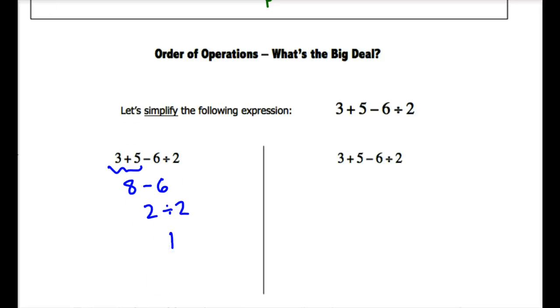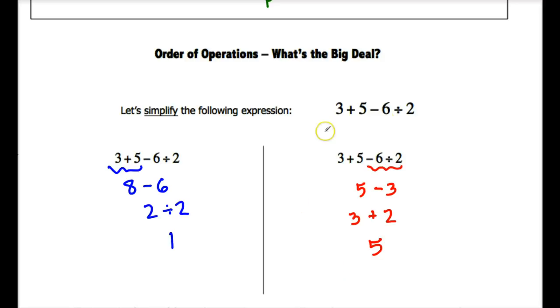And now Sally Sue over here decides that she doesn't want to go from left to right. She still wants to follow her signs, but she wants to go ahead and do this division over here first. So she knows this is a negative 6 divided by positive 2, and so she knows negative 6 divided by 2 is negative 3. Okay, then she decides she wants to bring down this positive 5, and she wants to do 5 minus 3, which is in fact positive 2. And then finally she wants to take this 3 here, 3 plus 2, and she gets 5.